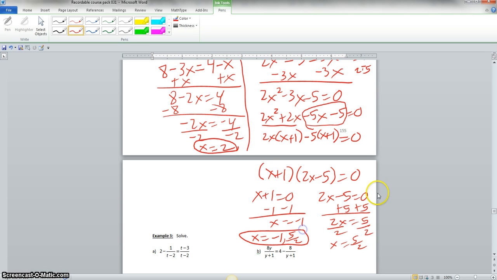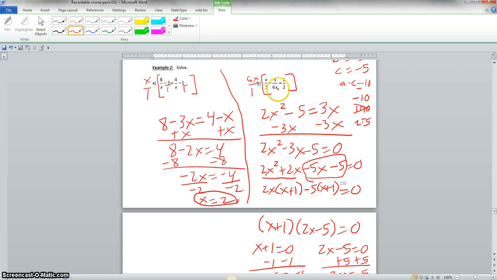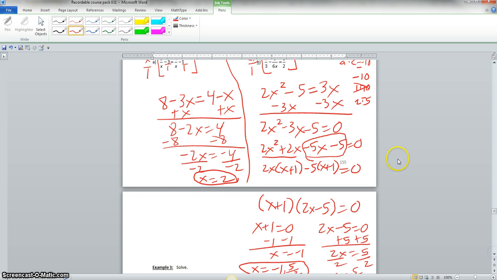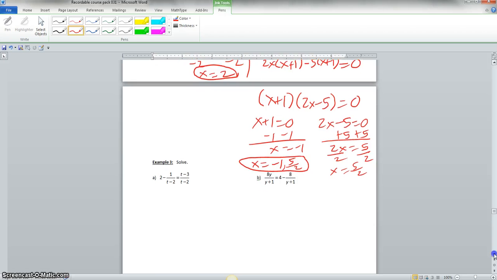That would be our final answer. Now, what we need to do, and I just knew this anyway, but you are supposed to go up here to make sure that neither one of your answers made these denominators equal 0. We know if we put in -1 for x, the denominator would be -6. And if we put in 5/2 for x, then our denominator still won't equal 0. So the -1 and 5/2 works.